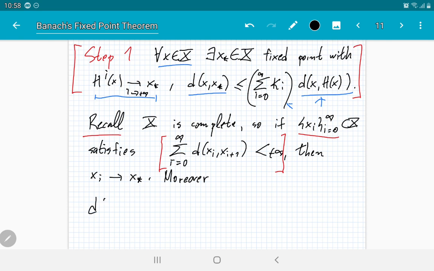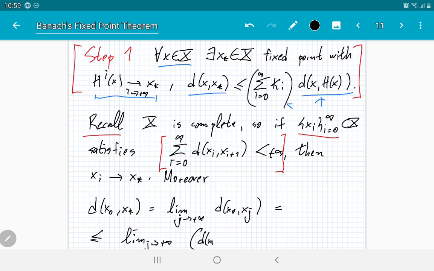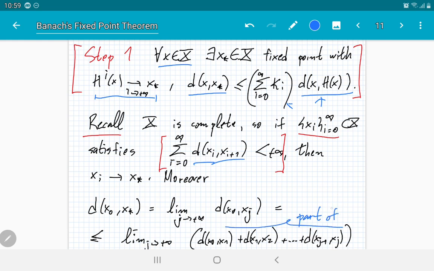And actually, there's a way of getting a bound on the distance between x naught and x star, which is just to notice that x star is the limit. So this is the limit of the distance between x naught and x sub j. This is less than or equal to, by the triangle inequality, the limit as j goes to infinity of the sum where, instead of looking at the distance between x naught and x j, I break this into pieces between successive terms. And of course, this gives me a piece of the sum above.